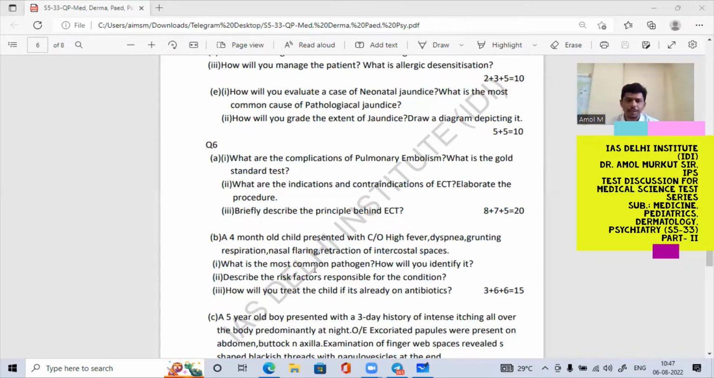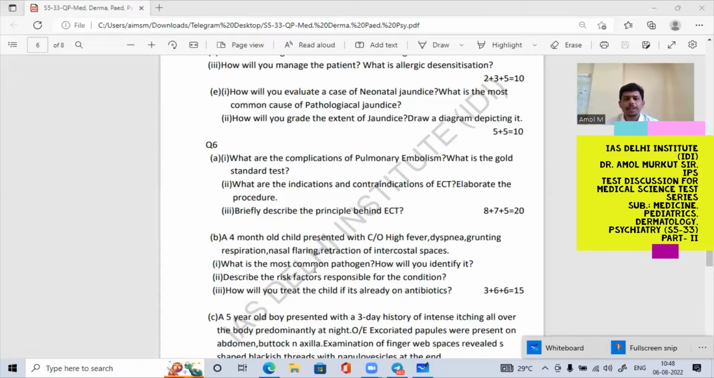Okay. Describe the risk factors responsible for the condition. Environmental and individual. Environmental: overcrowding, then dampness, then exposure to the pathogen. These are the various environmental factors. Unsanitary conditions. Individual factors: decreased immune condition, malnutrition. These are the individual factors.